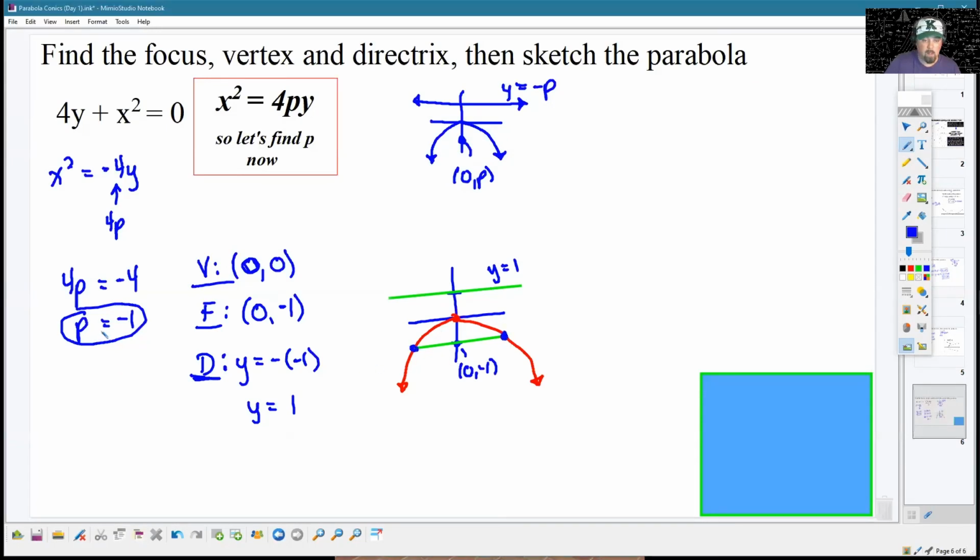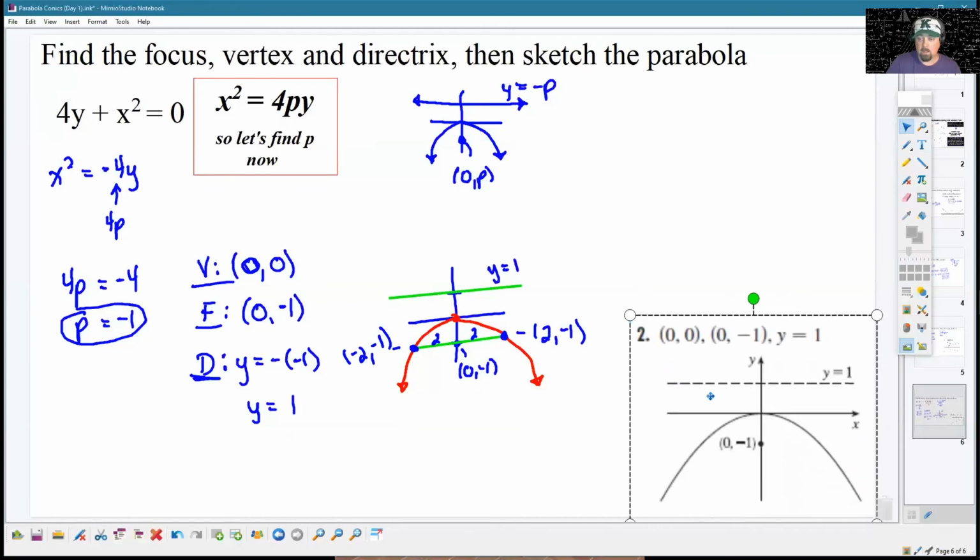Because 4p, which was negative 4, that's the distance here. Now remember, distance is always going to be positive. So the distance of this whole line is 4. That means this distance has to be 2, and this distance has to be 2. So that means that this is going to be 2, negative 1, because we're going to count to the right 2. This one is going to be negative 2, negative 1. Left 2, down 1. And that's exactly what I have drawn nice right here.